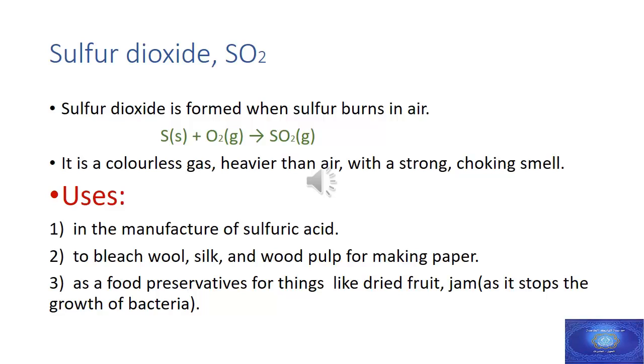What are the uses of sulfur dioxide? The main use is in the manufacture of sulfuric acid. So to prepare sulfuric acid, mainly we use sulfur dioxide. It is also used to bleach wool, silk, and wood pulp for making paper, as well as used as a food preservative for things like dried fruit and jam, as it stops the growth of bacteria. So these are all the main 3 uses of sulfur dioxide.